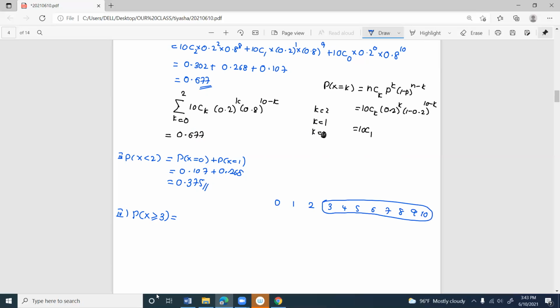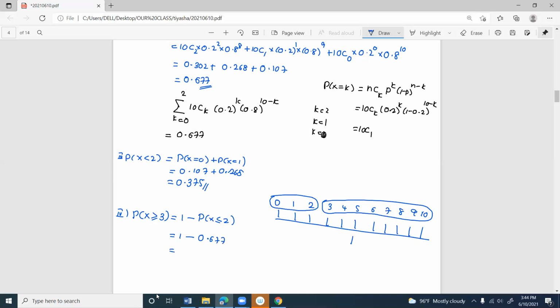Right. Then if you add up all these elements, what would be the probability for them? If you add them all, the total probability is equal to 1. So out of 1, if you subtract this bit, you can get the required answer. So you can write 1 minus probability of x is less than or equal to 2. Then you can say it's 1 minus, we already found this answer, 0.677.